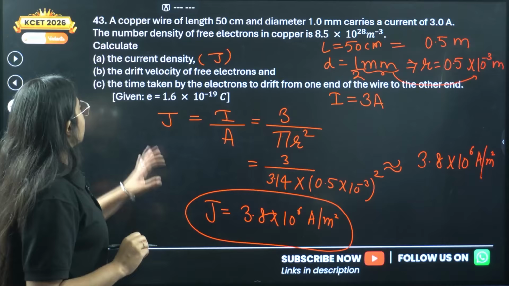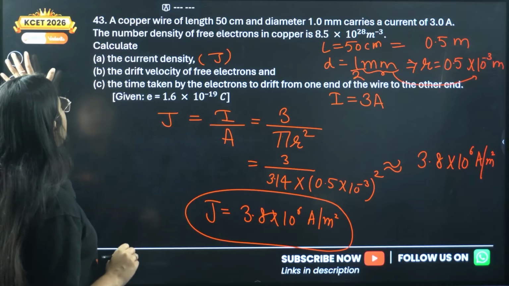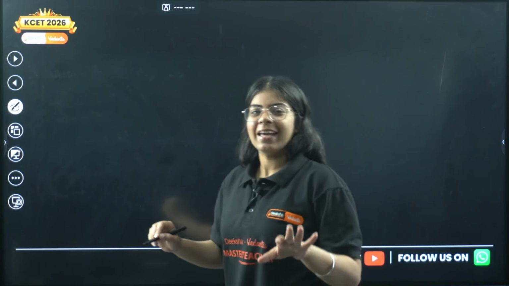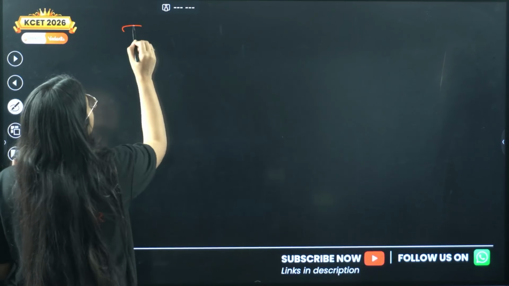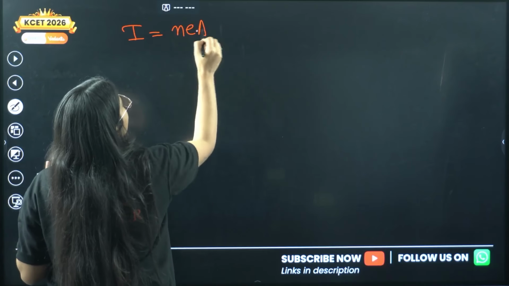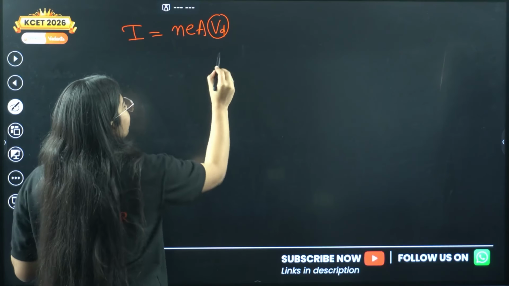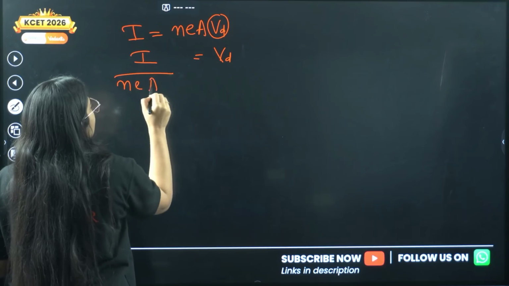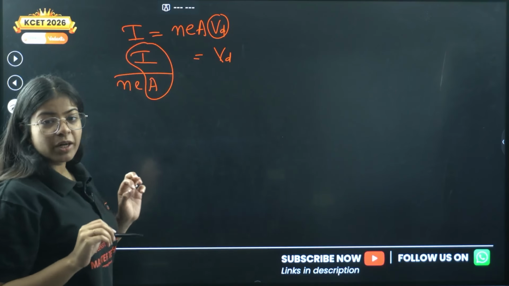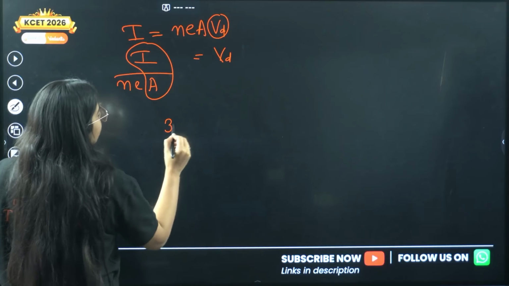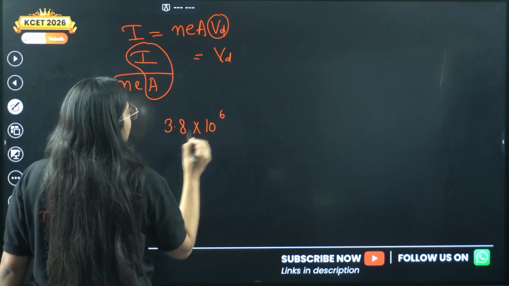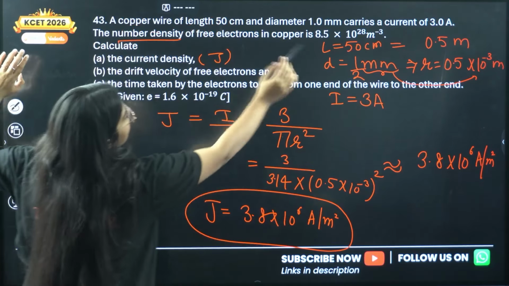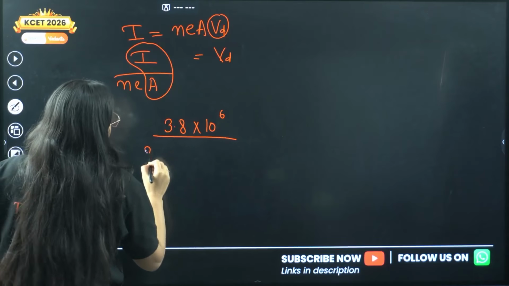Now, in the second part they have asked us the drift velocity. How I remember it is like a song: I equals to NEAVd. So current is NEAVd, and we need to calculate the drift velocity. Drift velocity will be I divided by NEA. Now I by A I have already calculated, which is J, 3.8 into 10 raised to power 6, divided by N. The number density is given, which is 8.5 into 10 raised to power 8.